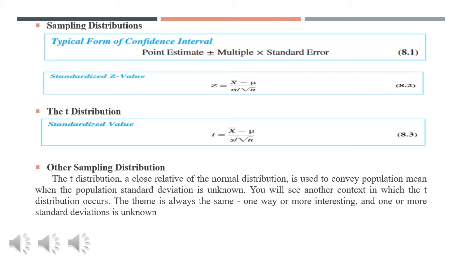The t-distribution, a close relative of the normal distribution, is used to estimate a population mean when the population standard deviation is unknown. You will see other contexts in which the t-distribution occurs. The theme is always the same: one or more means are of interest, and one or more standard deviations are unknown.